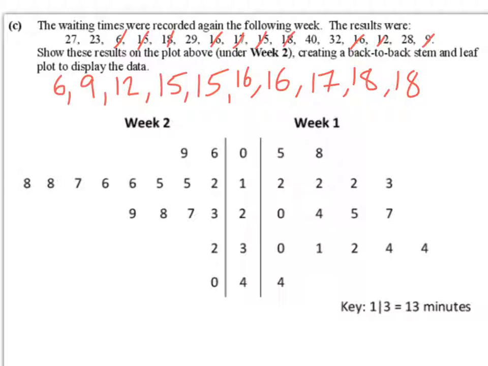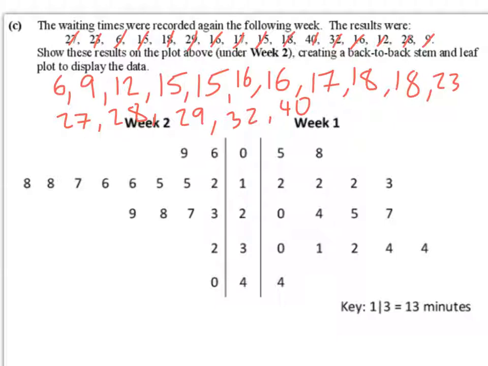Then we have 23. Then 27. Then 28. 29. 32. And 40. Okay, so now we can start to draw them into our stem and leaf.